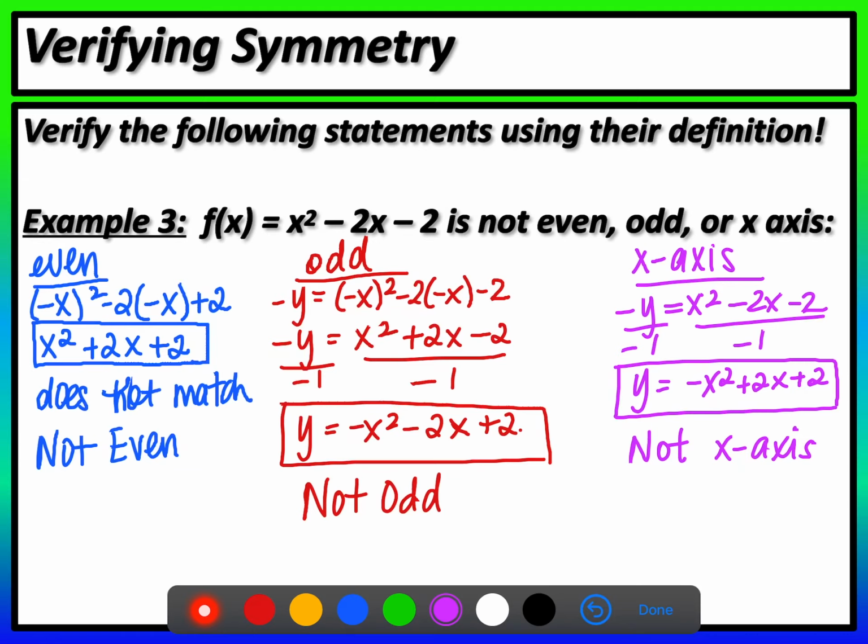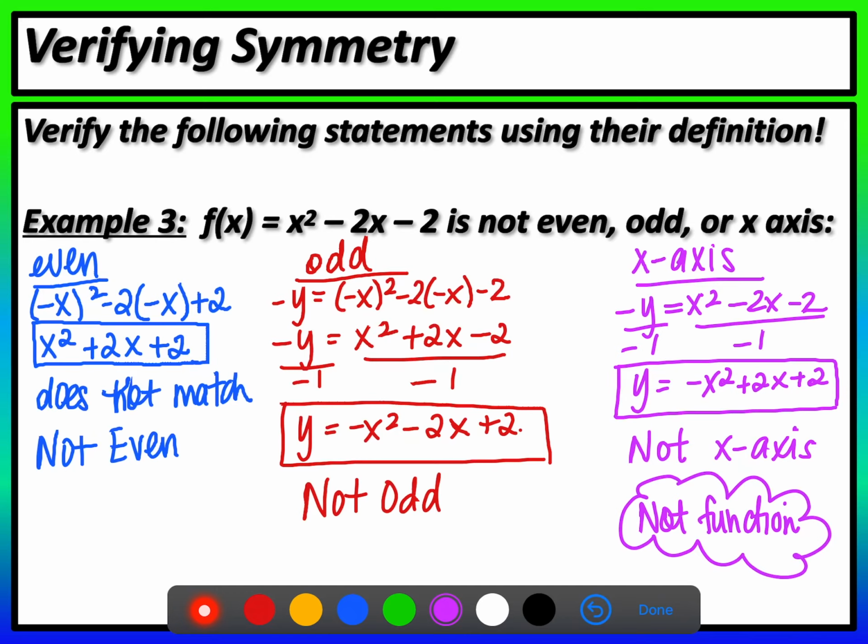So you could have none, no symmetry. You could have just one, say it's just odd. You could also have 2 or 3. It could be even as well as x-axis. It could also be all 3. So there are expressions, they may not be functions, because remember, x-axis is not a function. So they may not be functions, but we could have expressions that are all 3. They could be even, odd, as well as x-axis.